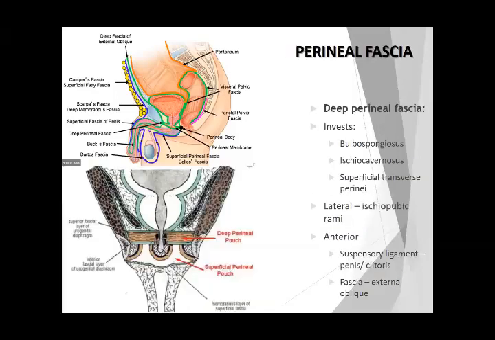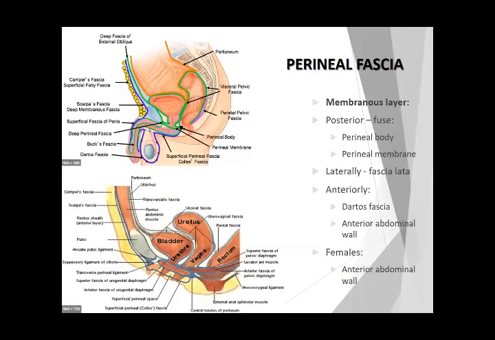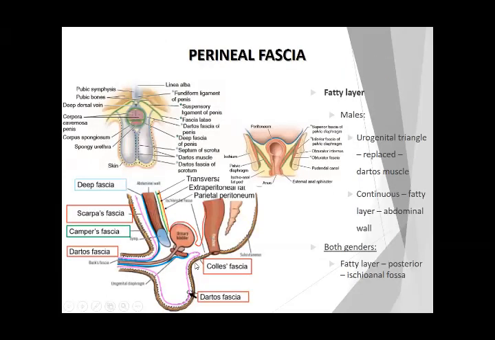Anteriorly, I'm so sorry. Anteriorly, it continues as the dartos fascia. This is the dartos fascia, not the dartos muscle. The dartos fascia is present inside the layer of dartos muscle. Let me go back over here. Please note, this is the dartos muscle and this pink is the dartos fascia. Okay, this is the membranous layer.